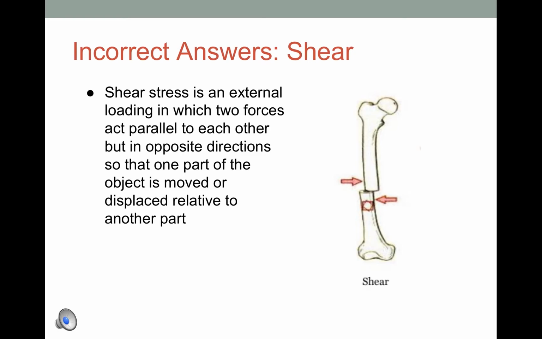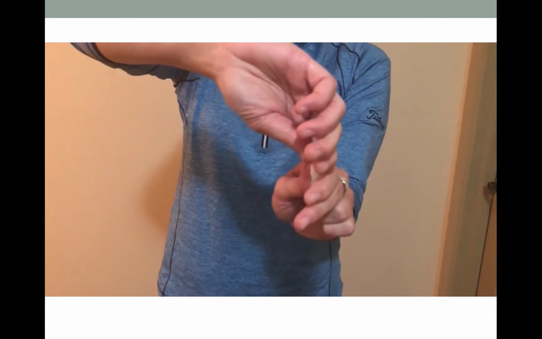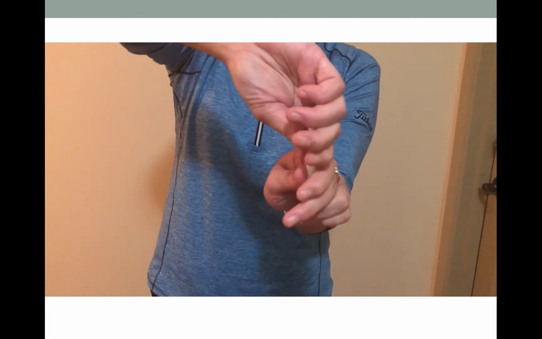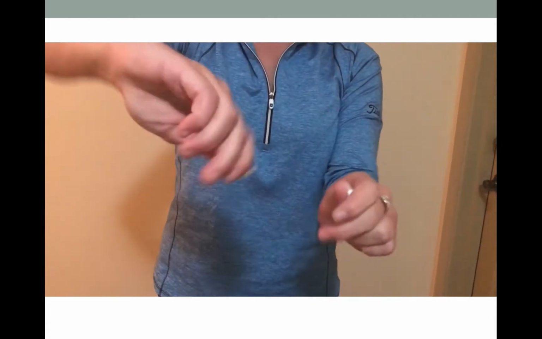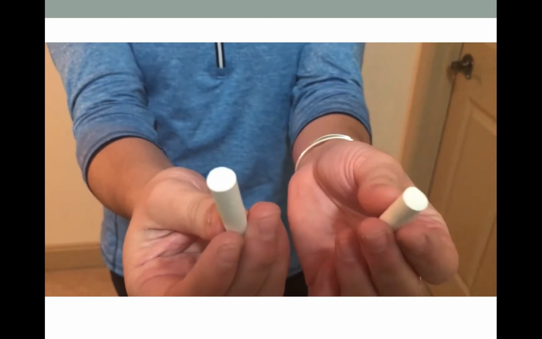Shear stress is the last incorrect answer because it is an external loading in which two forces act parallel to each other but in opposite directions so that one part of the object is moved or displaced relative to the other part. I will now apply a shear load to the chalk and push it in opposite directions. You can see that there was no spiral fracture produced.